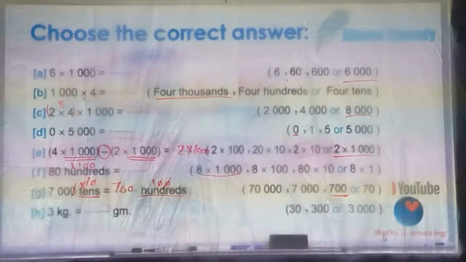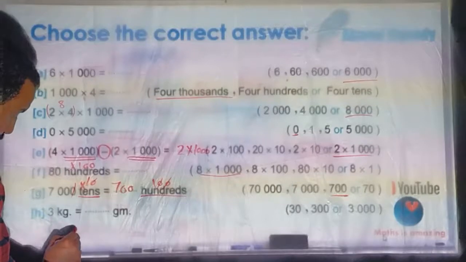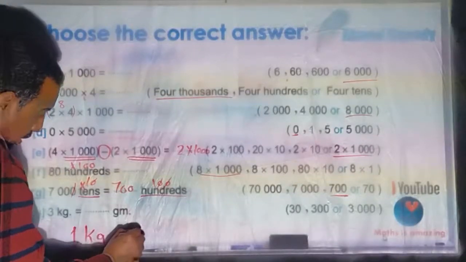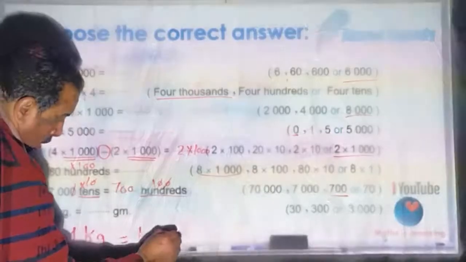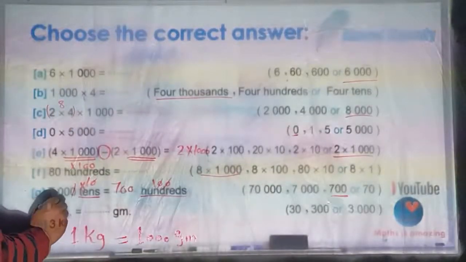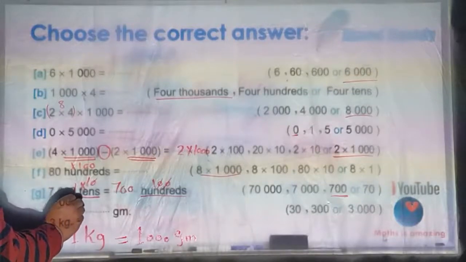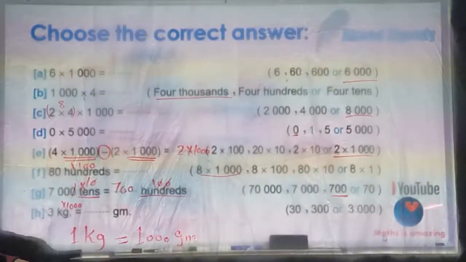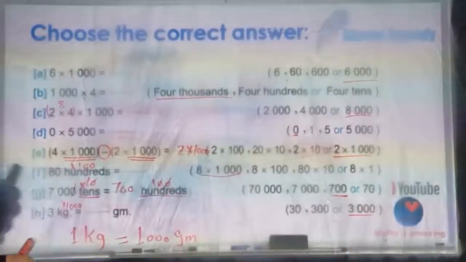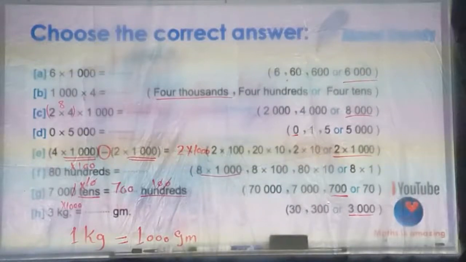Kilogram. We must know that 1 kilogram equals 1000 grams. Then we multiply 3 kilograms by 1000. Then the result will be 3000. Okay? Let's go to the next part.